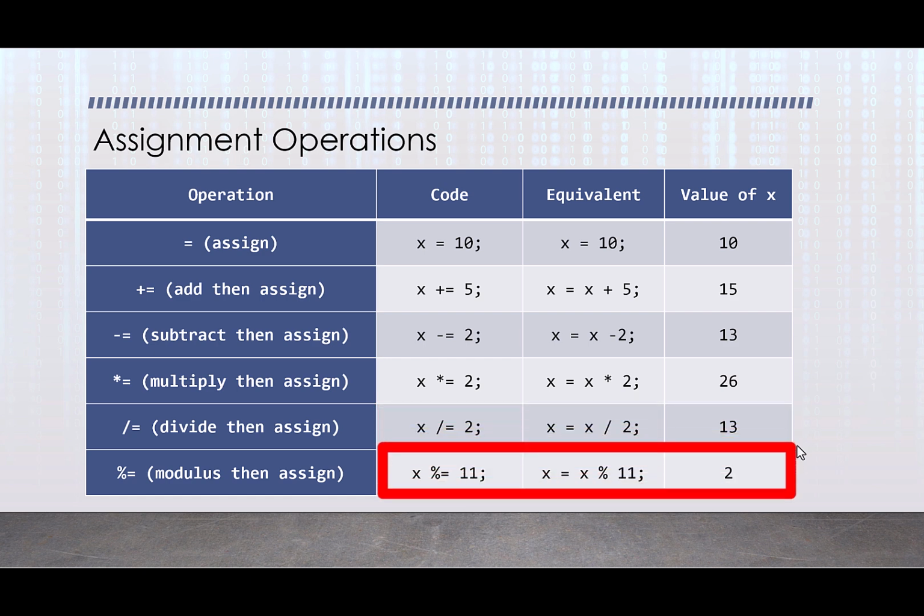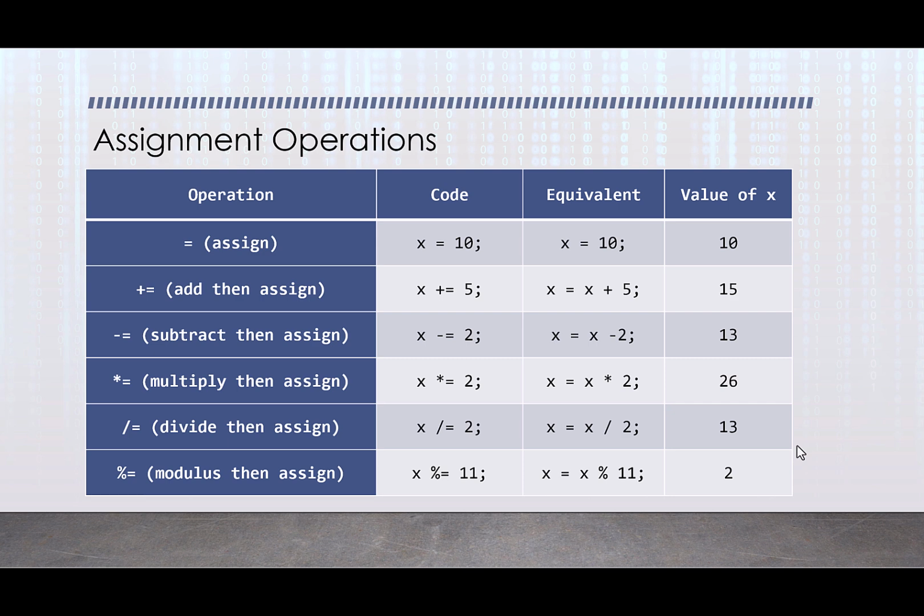The last one, modulus. So we're saying take 13, which is the value of x at the moment, modulus it, right? What does that mean? It means divide it by 11, in this case 11, and give me the remainder. Well, 13 divided by 11, it goes in one time with a remainder of 2. So we're saying x equals whatever x's value modulus 11, which is 2. So x's final value is 2.